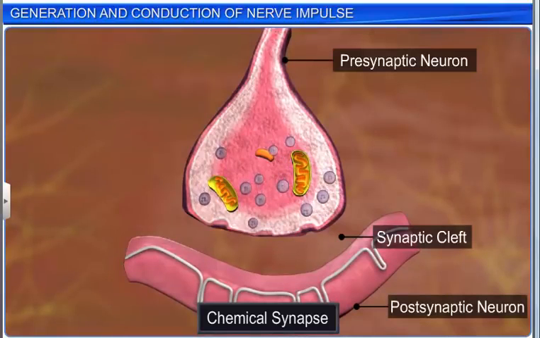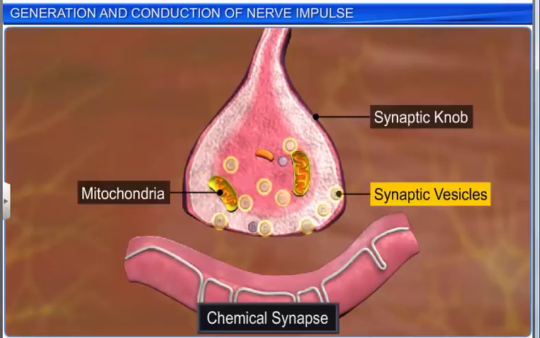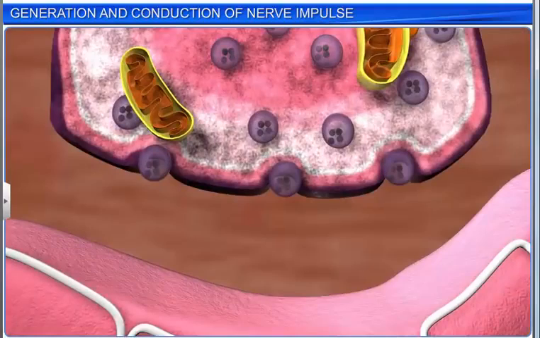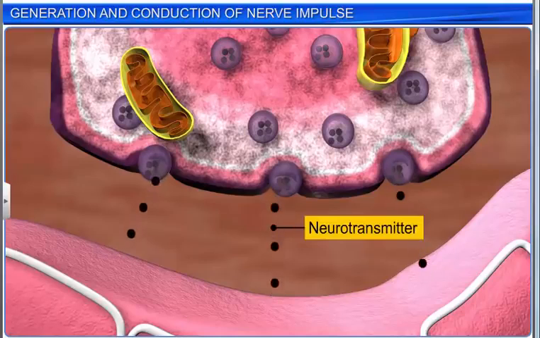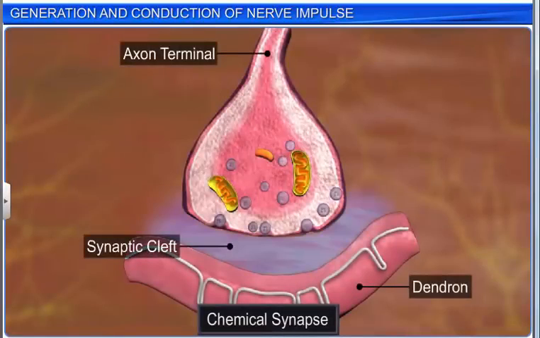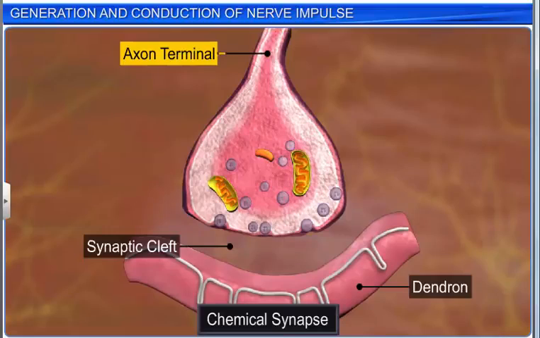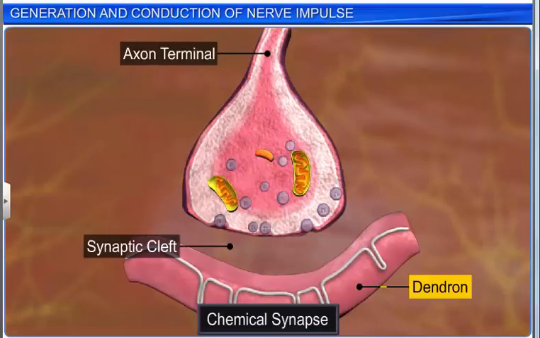A presynaptic neuron ends with a synaptic knob. A synaptic knob has a large number of mitochondria and many synaptic vesicles. Each synaptic vesicle contains neurotransmitter chemical molecules such as acetylcholine. The synaptic cleft is a fluid-filled gap between the axon terminal and the dendron of another neuron. So, there is no protoplasmic continuity between neurons.